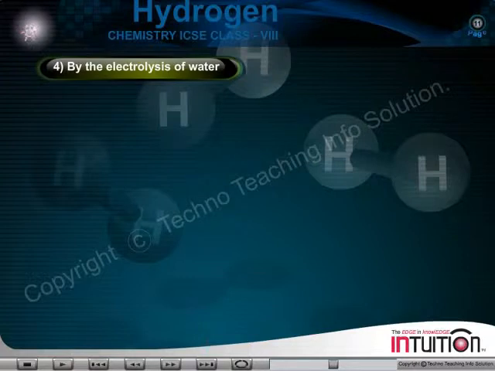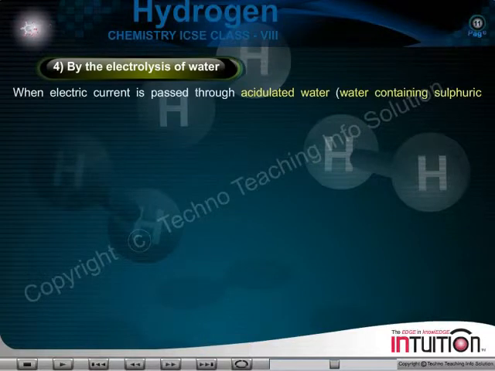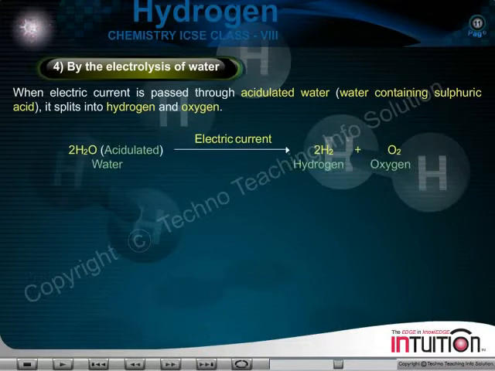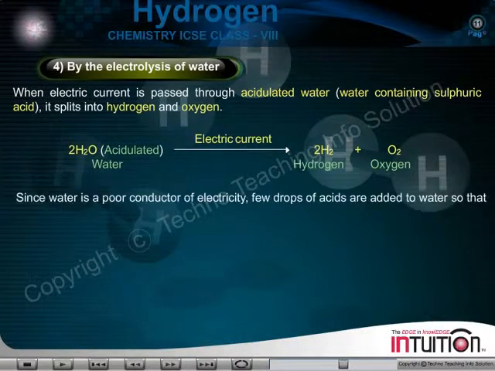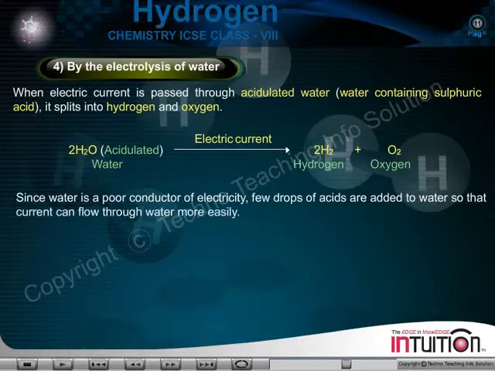4. By the electrolysis of water. When electric current is passed through acidulated water, water containing sulfuric acid, it splits into hydrogen and oxygen. 2H2O, that is acidulated water, in presence of electric current will give 2H2, that is hydrogen, plus O2, that is oxygen. Since water is a poor conductor of electricity, a few drops of acid are added to water so that current can flow through water more easily.